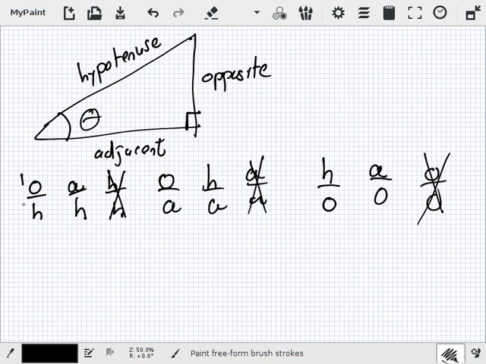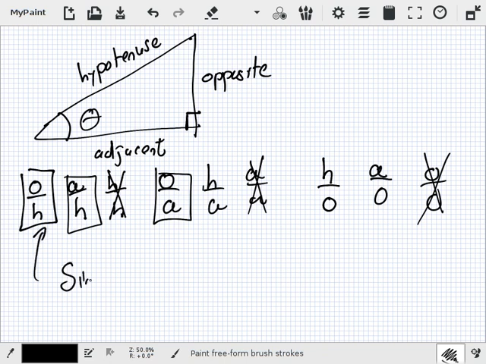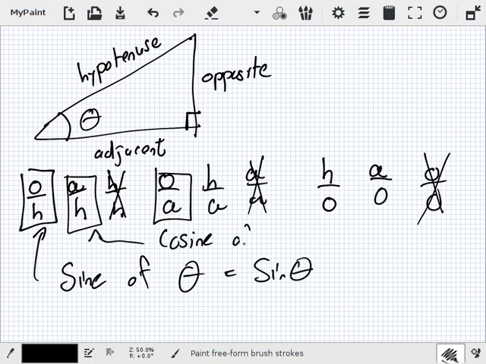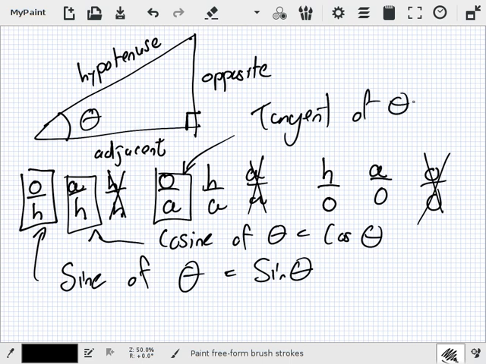So I think you know where this is going. We'll look at this ratio, this ratio, and this one here. These ratios are given names. This is called the sine of theta, which is written as sin theta. This one here is called the cosine of theta, which is written as cos theta. And this last one here is called tangent of theta, which is written as tan theta.